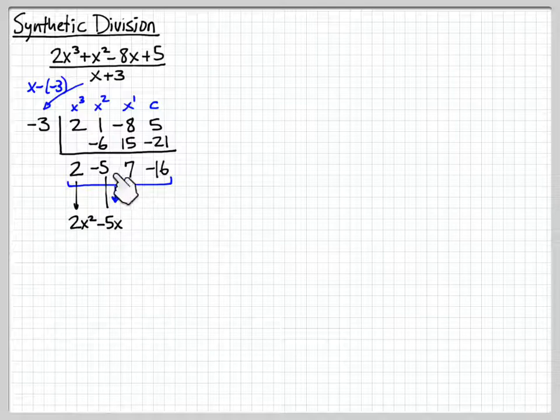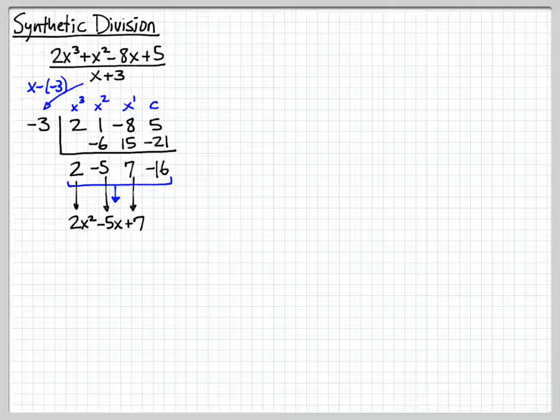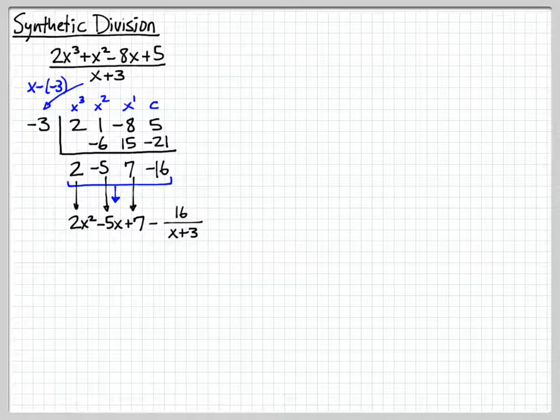The negative 5 is the coefficient for our x term. And then we have our plus 7. And then the remainder is negative 16 in this case. Negative 16 over x plus 3. So this is how synthetic division works, and it's a very quick way to divide. You'll see here that this is why synthetic division is so nice, because it's a lot easier to do this than the long division that you saw on the previous slides.